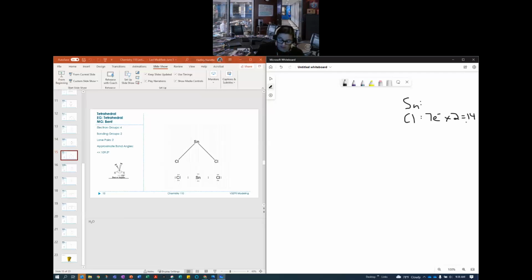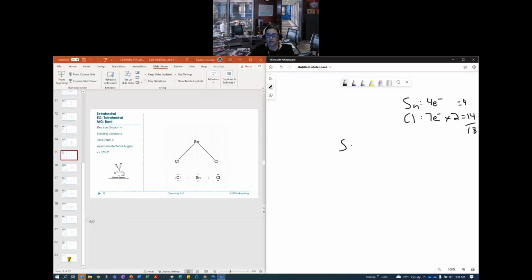Sn, we need to find in our periodic table. Where is my Sn? Sn is number 50, which puts him underneath carbon, which indicates that he should have 4 valence electrons to deal with. It gives me a total of 18. 18 electrons that I need to distribute.